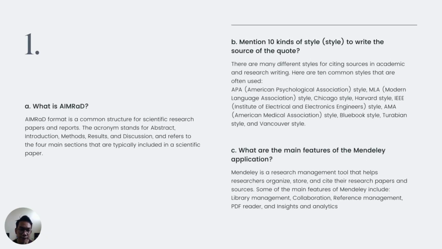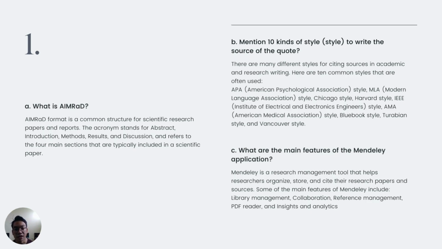So let's start it. First, A. What is AIMRAD or IMRAD? It is a format of a common structure for scientific research papers and reports. The acronym stands for Abstract, Introduction, Methods, Results, and Discussion, and refers to the four main sections that are typically included in a scientific paper.